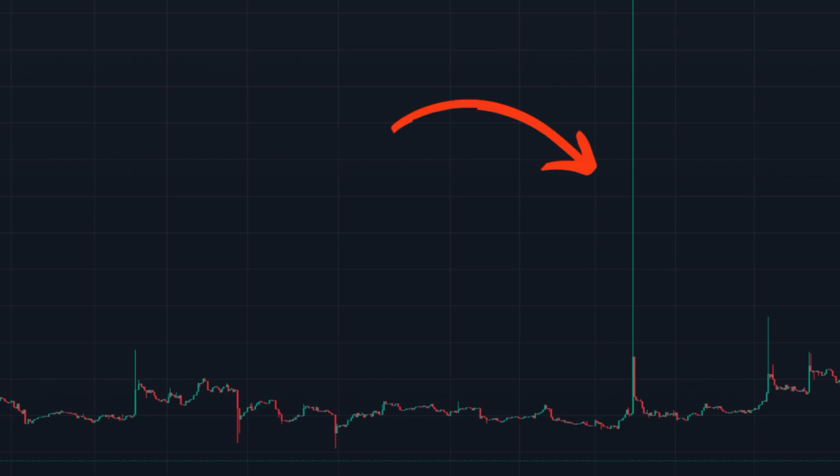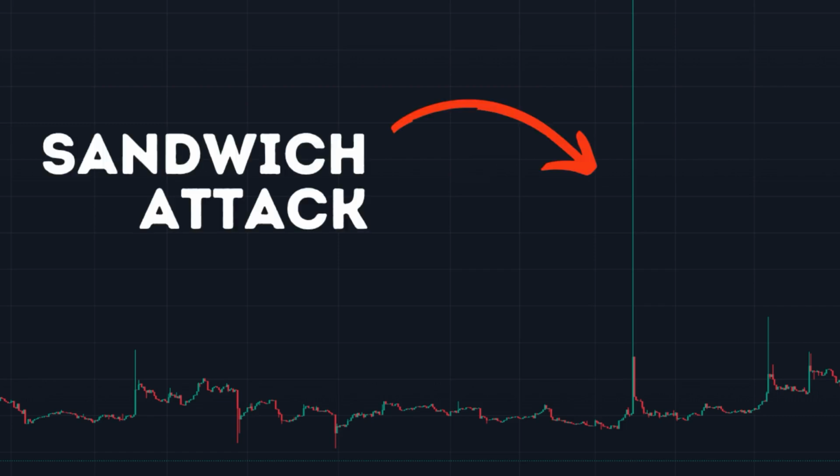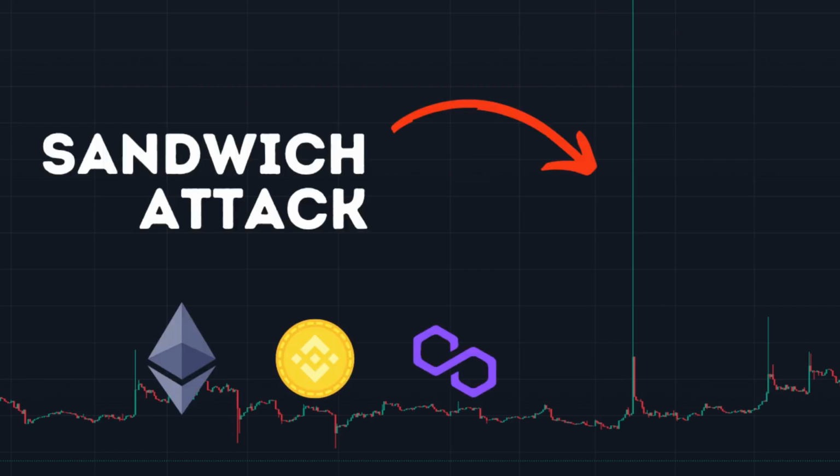See this spike over here? This is a sandwich attack, a special kind of trade you can do on most blockchains. And while most trades often come with risk, this one can be risk-free.